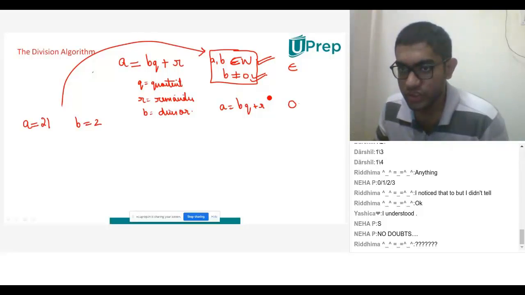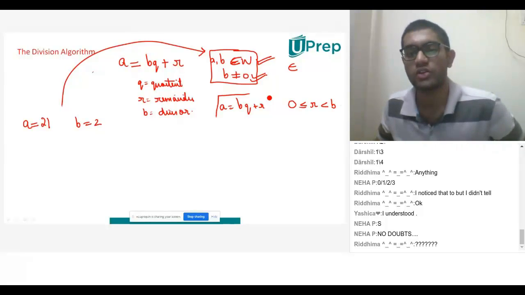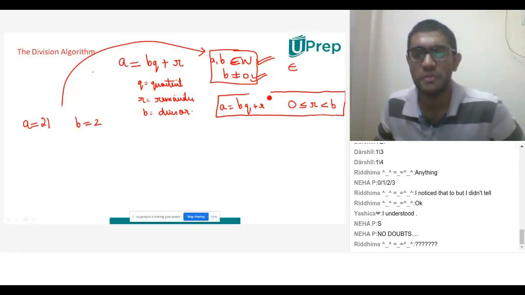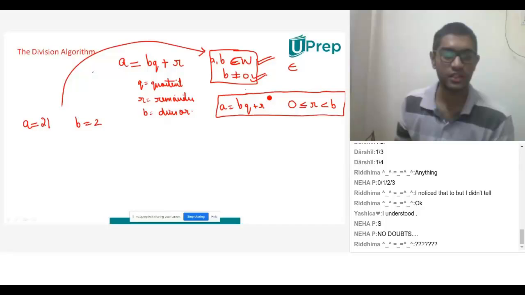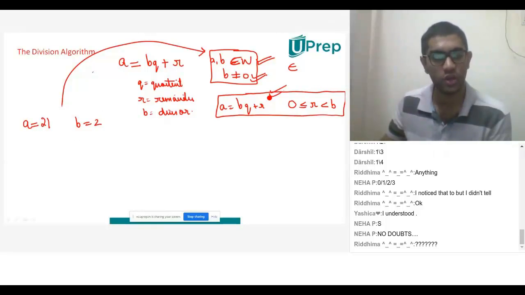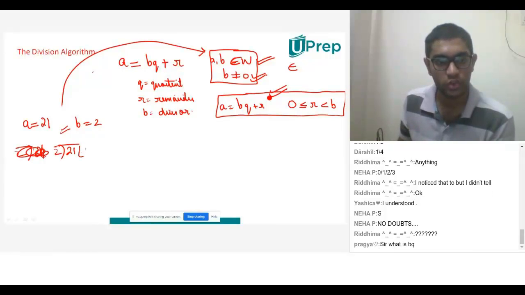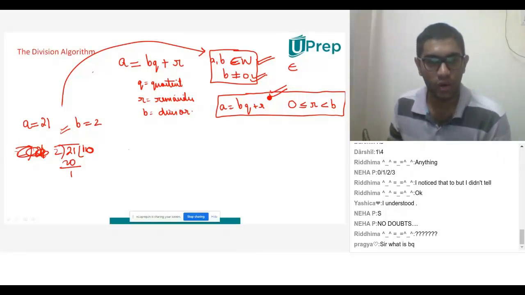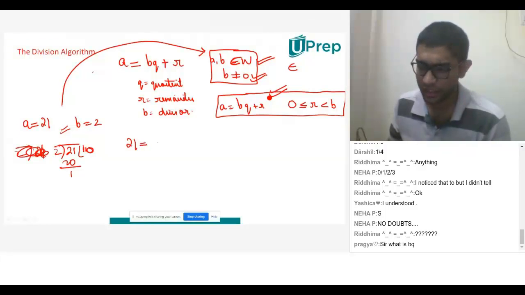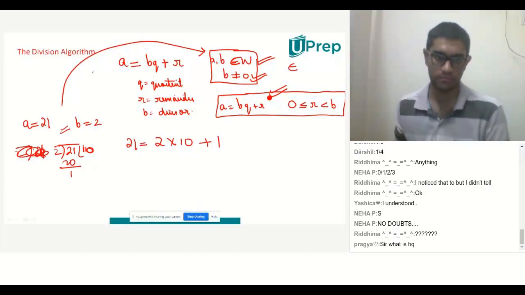Now, 0 less than or equal to R less than B. This is the algorithm. Now let's see how this makes sense. Let's understand it numerically. Don't worry about this. This will automatically come when you understand this. How can I write 21? Say when I divide 21 by 2, 2 tens are 20. So how can I write 21? I can write 21 as 2 into 10 plus 1.